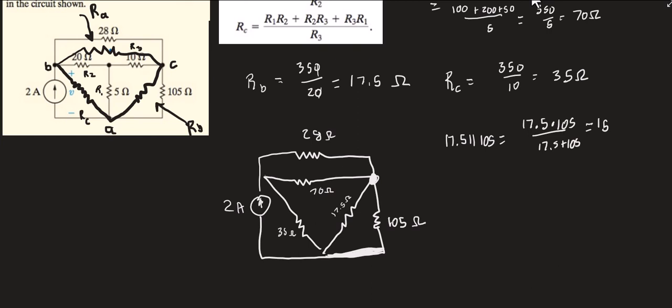Now if we look at our two resistors here on top, they are also in parallel. So 28 parallel 70 is 28 times 70 over 28 plus 70.